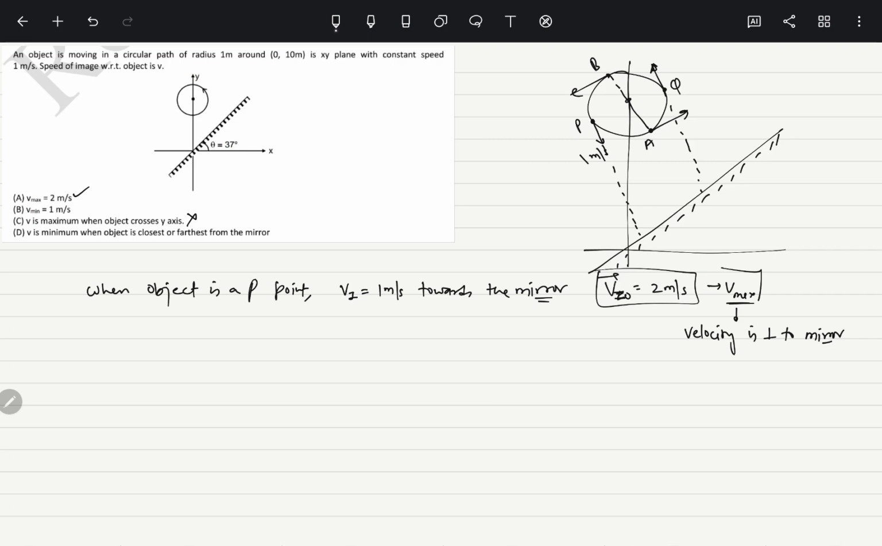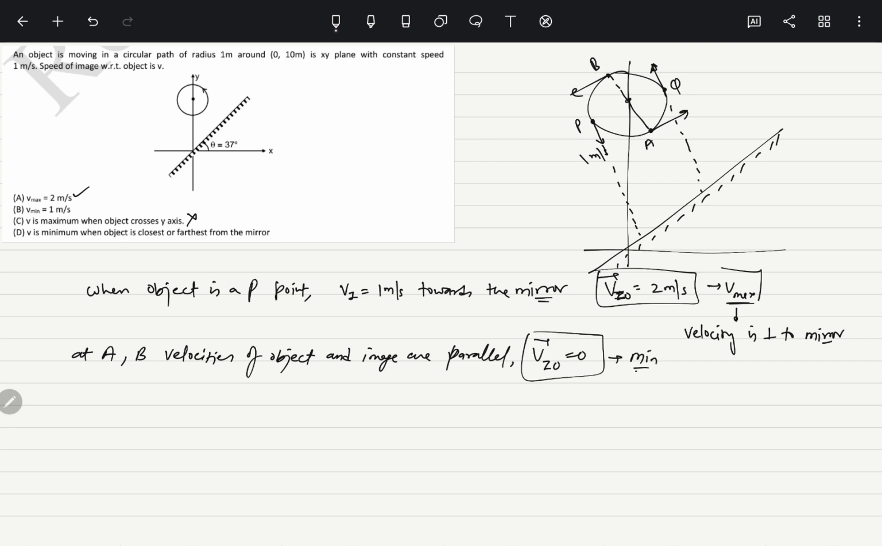Getting my point? So in this case, at A and B, the velocities of the object and image are parallel. That's why the relative velocity of the image with respect to the object will be zero, and that will be the minimum speed. So minimum speed occurs when the velocity of the object is parallel to the mirror, and this is zero.